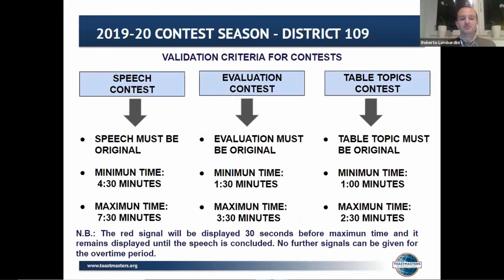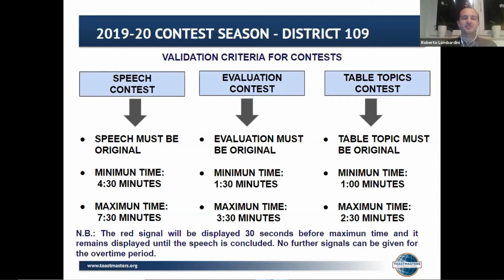And originality is the second criterion. So speech, evaluation, and table topic must always be original, and they must be within the time frames that we will see also later. So 4 minutes and 30 seconds for speeches and 30 seconds for maximum time. Please notice that no signal will be shown to the contestants to let them know that they are under the minimum time or over the maximum time.